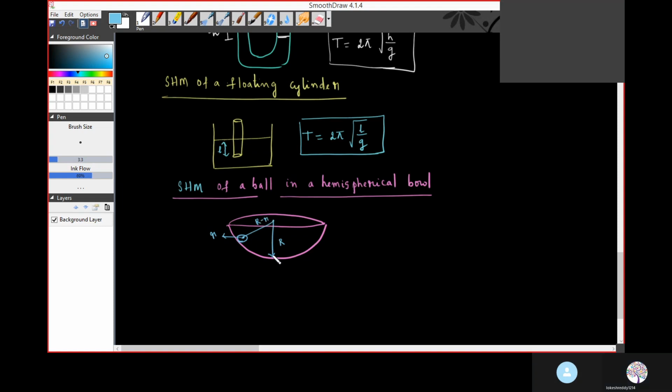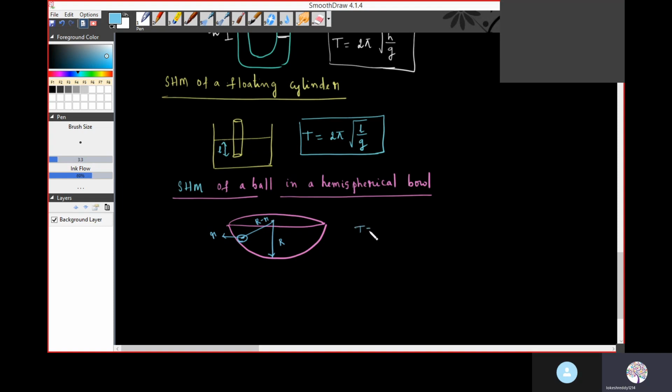So you have to always measure the distance from the center of the ball to the center, the point of suspension, or else the midpoint of this hemispherical bowl.